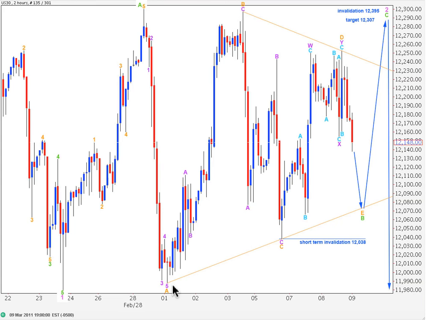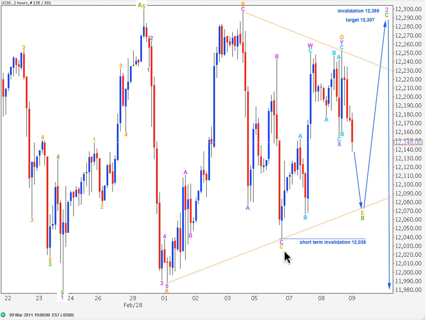4 of the 5 subwaves of a triangle should subdivide into zigzags or zigzag combinations, so one of them may be an impulse, and if one of them is going to be an impulse, it's usually wave A, so I have no problem with seeing this as an A wave of a triangle, and all the rules and guidelines are met. Thereafter, I'm seeing this piece of upwards movement here as a zigzag. This is very obviously a zigzag down here for wave C.